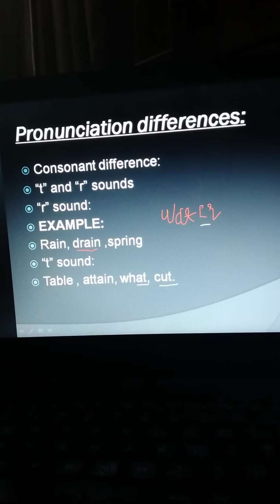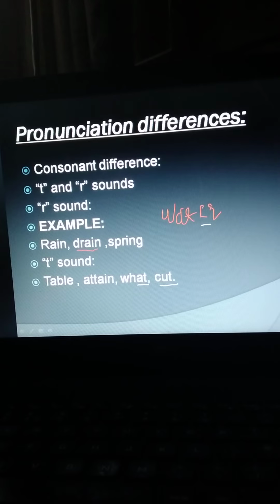Sometimes the letter T is dropped after N. Whenever the T sound comes after the N sound, Americans tend to drop the T sound. They pronounce interview as interview, internet as internet, and center as center.